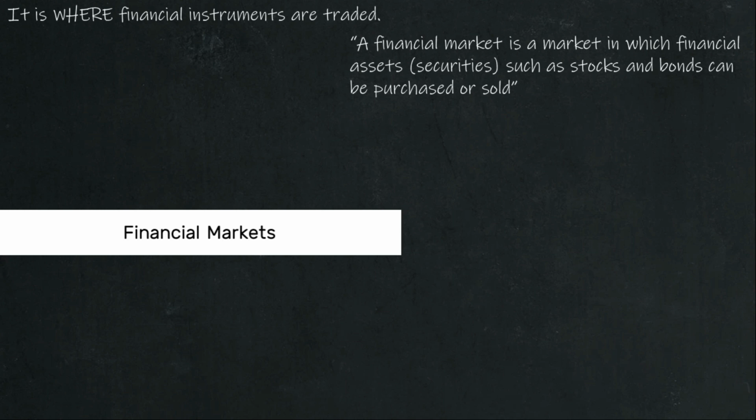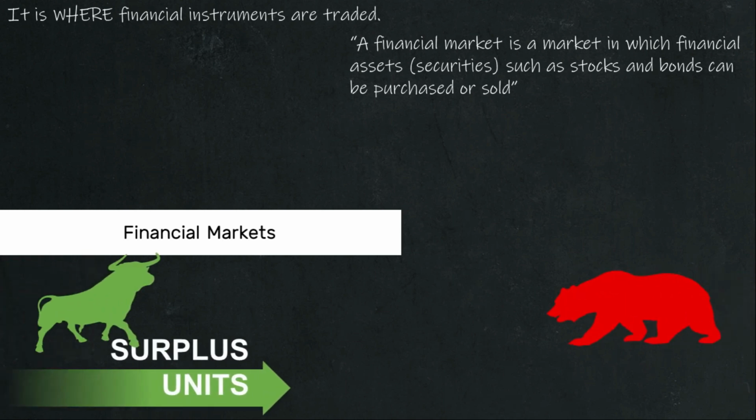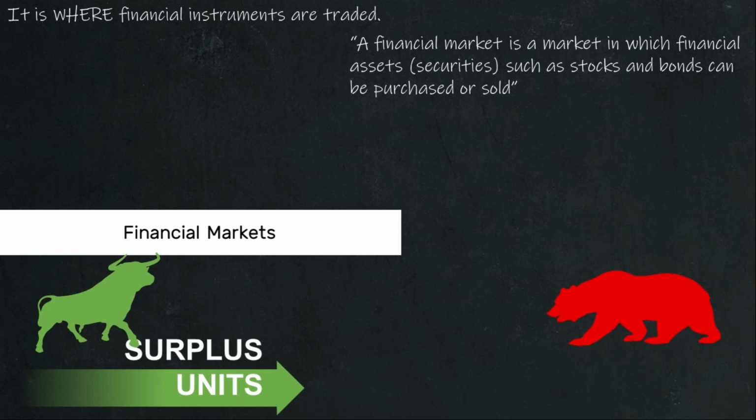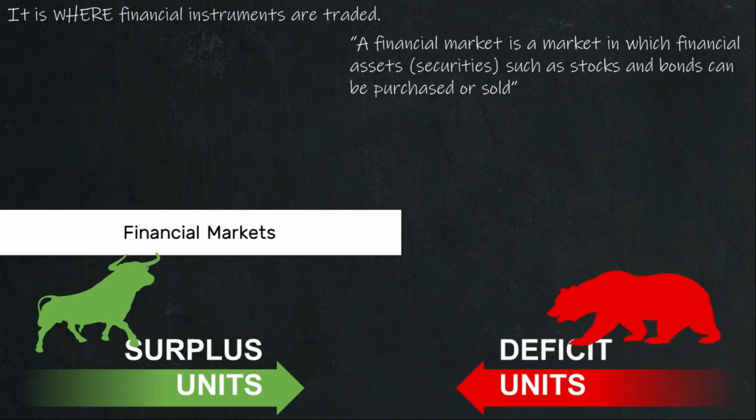There are at least two participants in a financial market. They are called surplus units, or the investors, and deficit units. Who are the surplus units? Surplus units are those who have extra to give. Think of these as those people or institutions who receive more than they spend, and thus have extra funds to lend to others. They are also called savers or investors.